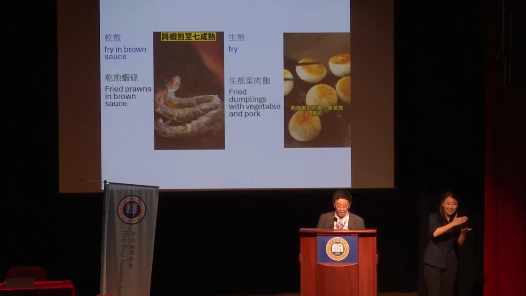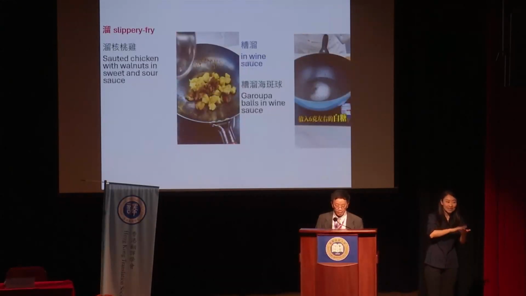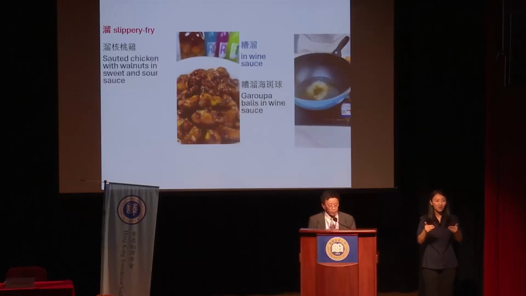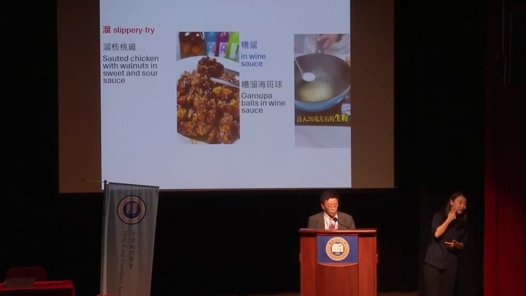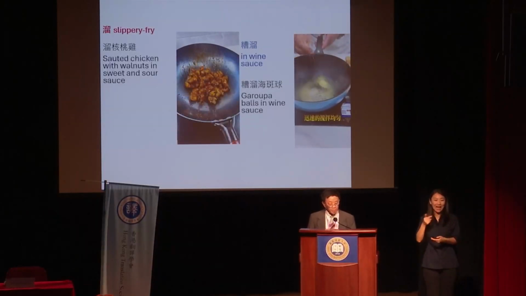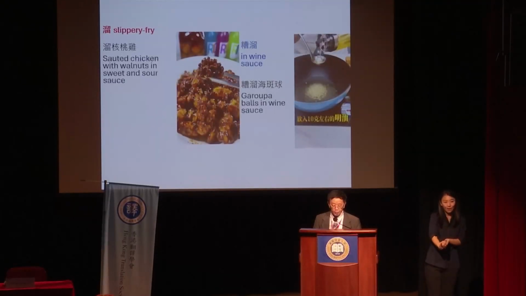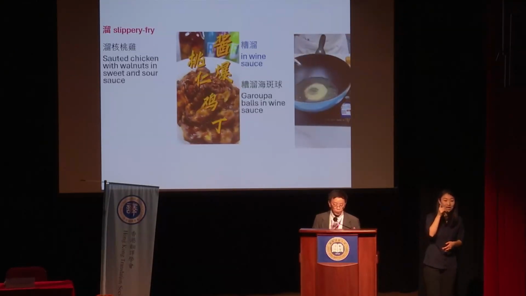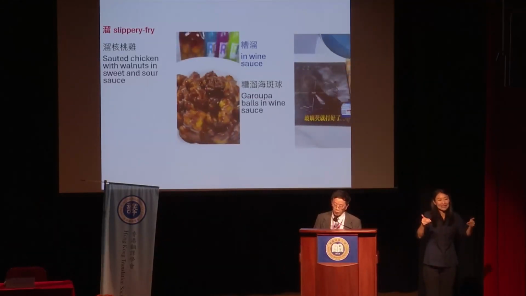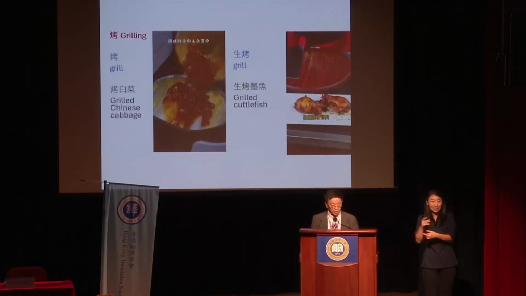You have the gan jian or sheng jian. You can have xiang jian, and then another concept has to do with the way we cook with some sweet and sour sauce. If you do it this way, then this is liu, okay? A literal translation would be slippery fly, and if you use some wine sauce to do your slippery fly, then it will be 潮流. Say 潮流海斑球 is galupa balls in wine sauce, okay?